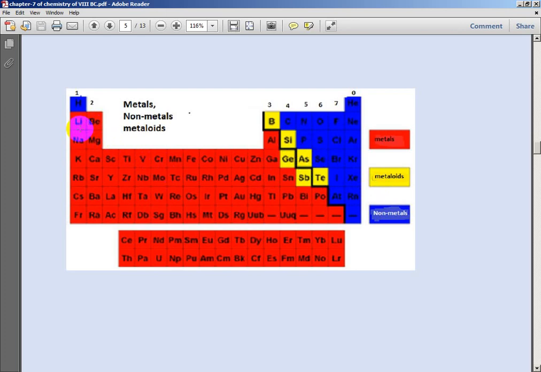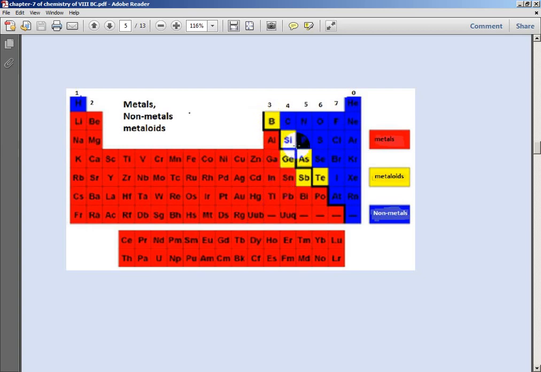Look, metals: group 1 elements except hydrogen are metals: lithium, sodium, potassium, rubidium, cesium, francium. Group 2 elements are all metals: beryllium, magnesium, calcium, strontium, barium, radium. These are D block elements, all metals. Lanthanide series and actinide series elements are metals. Now group 3 or group 13, except boron, all are metals: aluminium, gallium, indium, thallium.